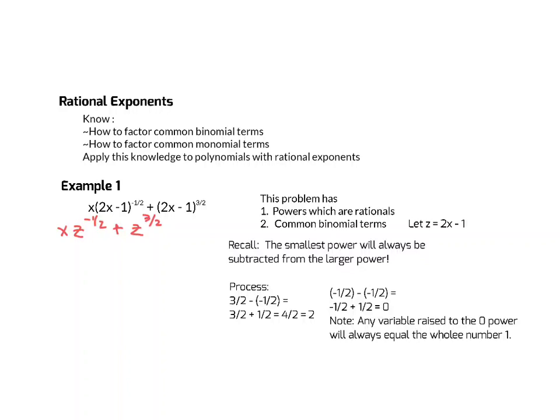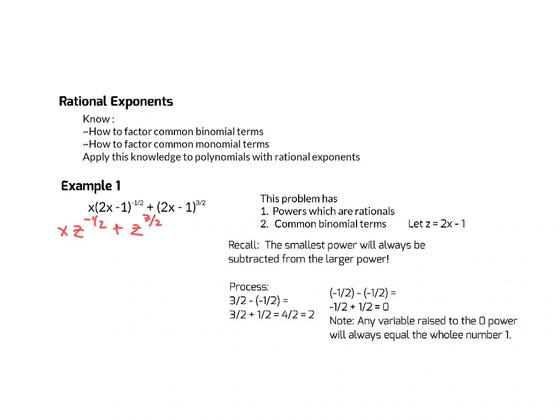Let's recall that the smallest power will always be subtracted from the larger power. So in this situation, negative 1/2 is the smallest power. It will be subtracted from 3/2. So looking at the process, we have 3/2 minus the negative 1/2. We're going to change the operation to addition. We find that the result of that will give me 4/2, which is equal to 2.